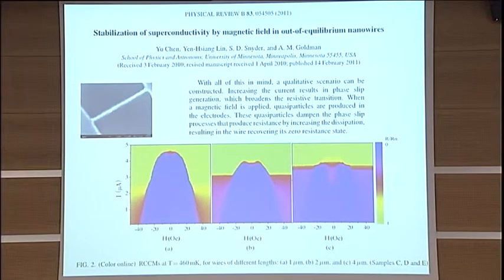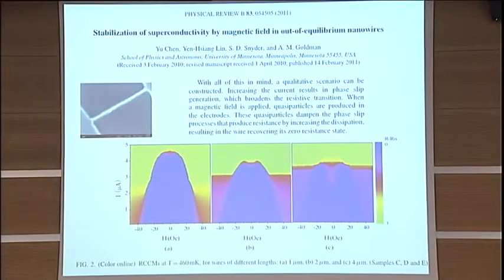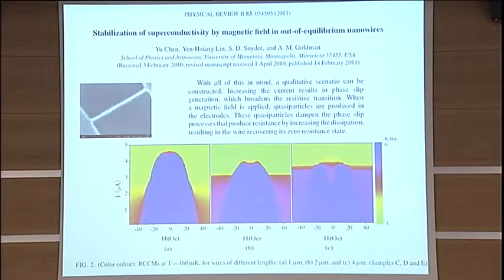And this is what we're seeing in the device for a particular magnetic field direction. And you could ask what's going on. Well, there are different papers in the literature with different theoretical models of what's going on. For this particular one, which seems the best suited for what we're seeing, I'll take this paragraph straight from the paper. With all of this in mind, a qualitative scenario can be constructed.